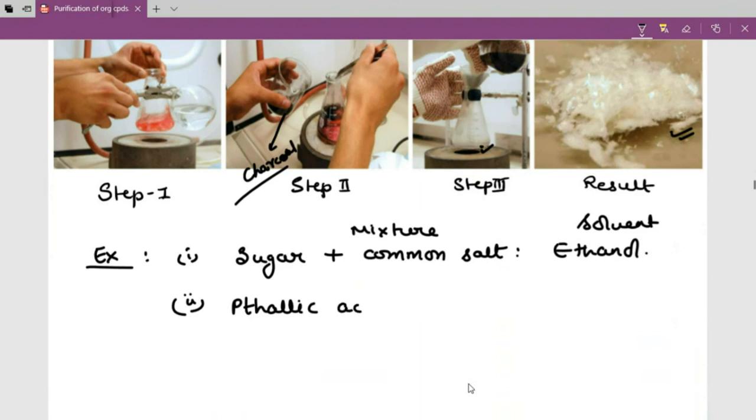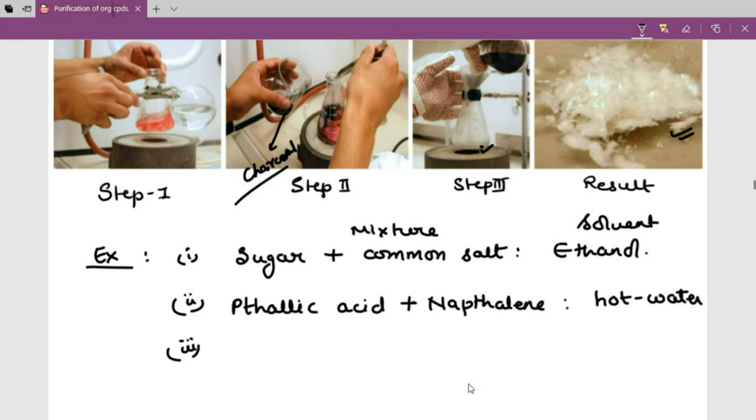Phthalic acid and naphthalene. If you want to separate these, then use hot water. Phthalic acid is soluble in hot water. If you use hot water, you will have the point of difference. Okay, I think you can understand.